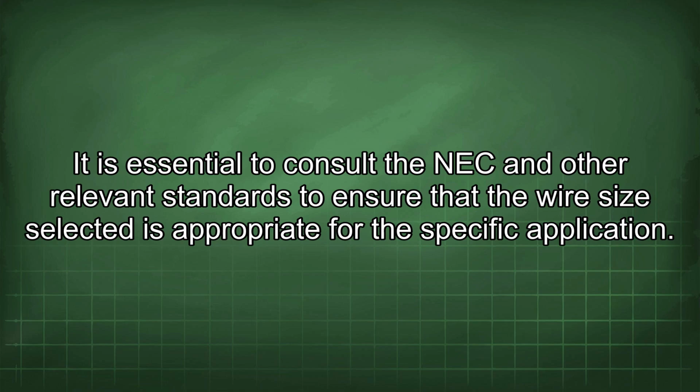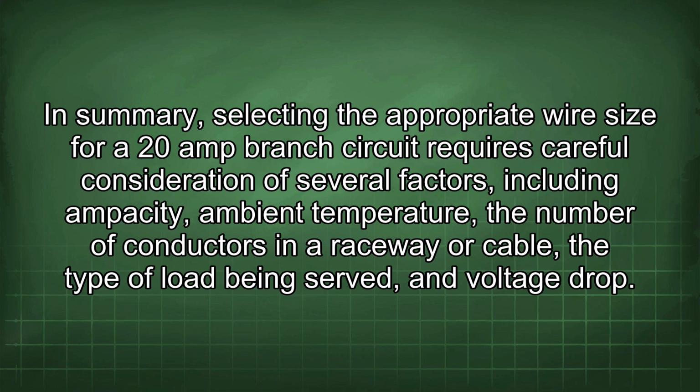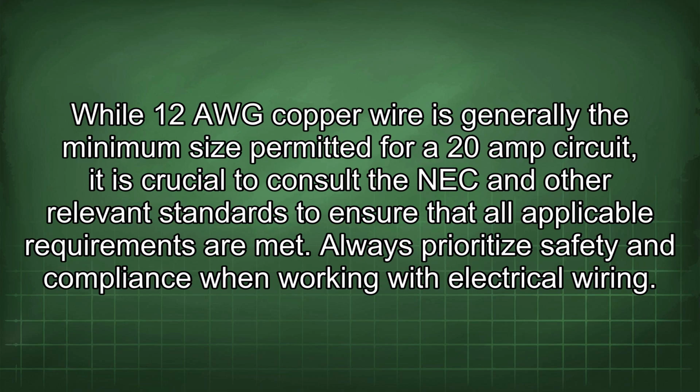In summary, selecting the appropriate wire size for a 20 amp branch circuit requires careful consideration of several factors, including ampacity, ambient temperature, the number of conductors in a raceway or cable, the type of load being served, and voltage drop. While 12 AWG copper wire is generally the minimum size permitted for a 20 amp circuit, it is crucial to consult the NEC and other relevant standards to ensure that all applicable requirements are met. Always prioritize safety and compliance when working with electrical wiring.